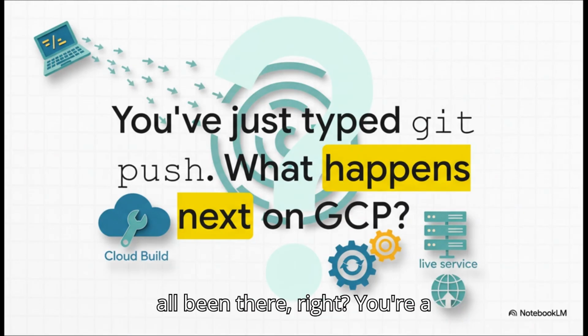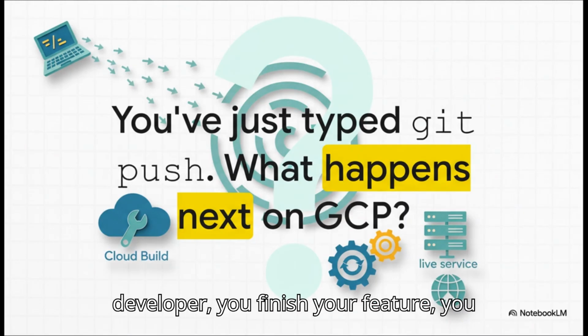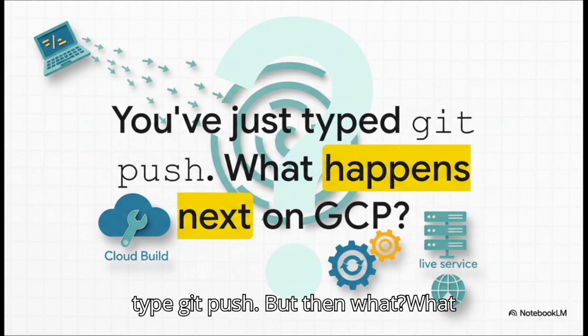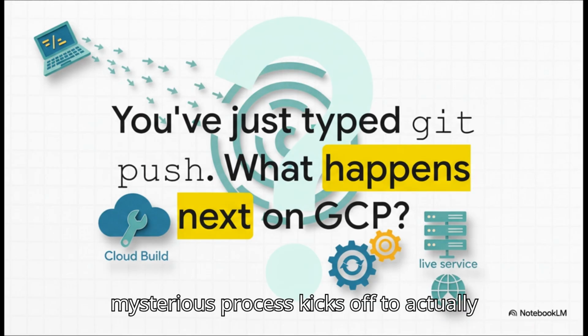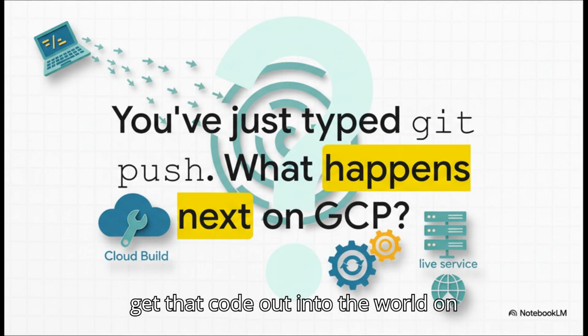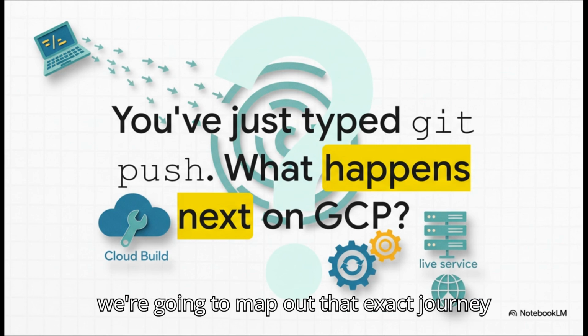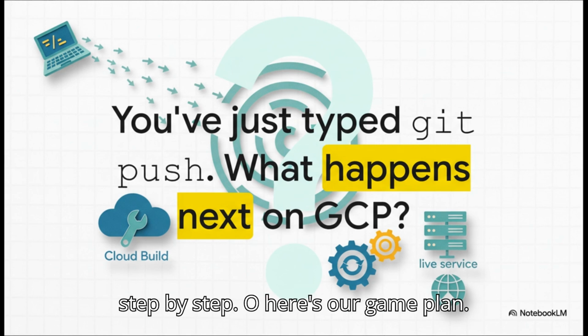We've all been there, right? You're a developer, you finish your feature, you type git push. But then what? What mysterious process kicks off to actually get that code out into the world on Google Cloud? Well, in this explainer, we're going to map out that exact journey, step by step.